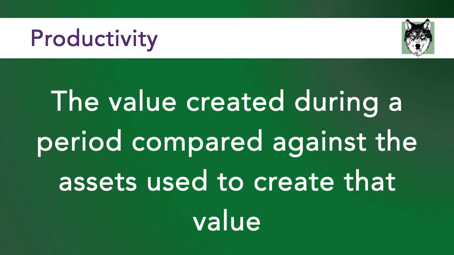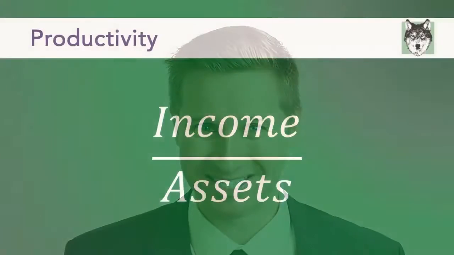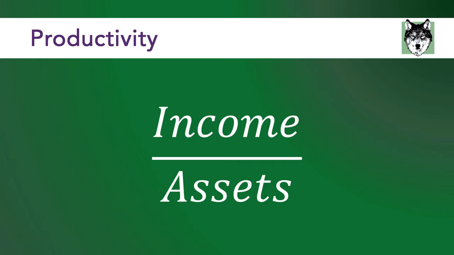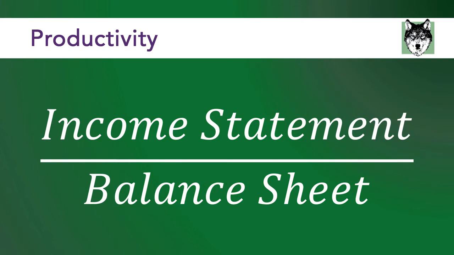Productivity is the value created during a period compared against the assets used to create that value, or simply income over assets. What is even more powerful is that accounting has the ultimate tool to understand productivity, and it's called financial statements. When you think about the two parts of the productivity ratio, it is essentially your two financial statements, the income statement and the balance sheet. What is even cooler about this is financial statements incorporate the idea of time into this calculation, because the statements set out defined periods of time. And so accounting is the profession that has the tools to understand productivity and ultimately growth.